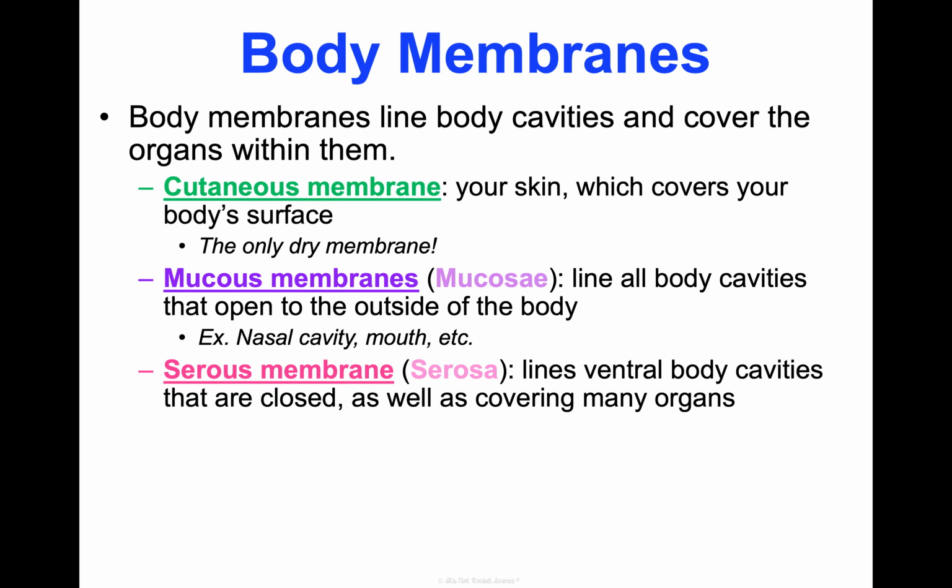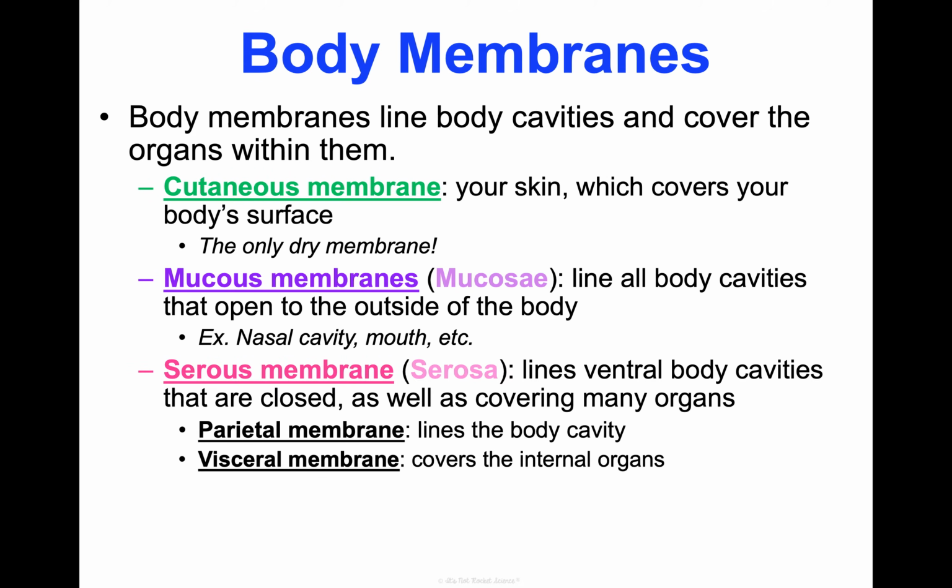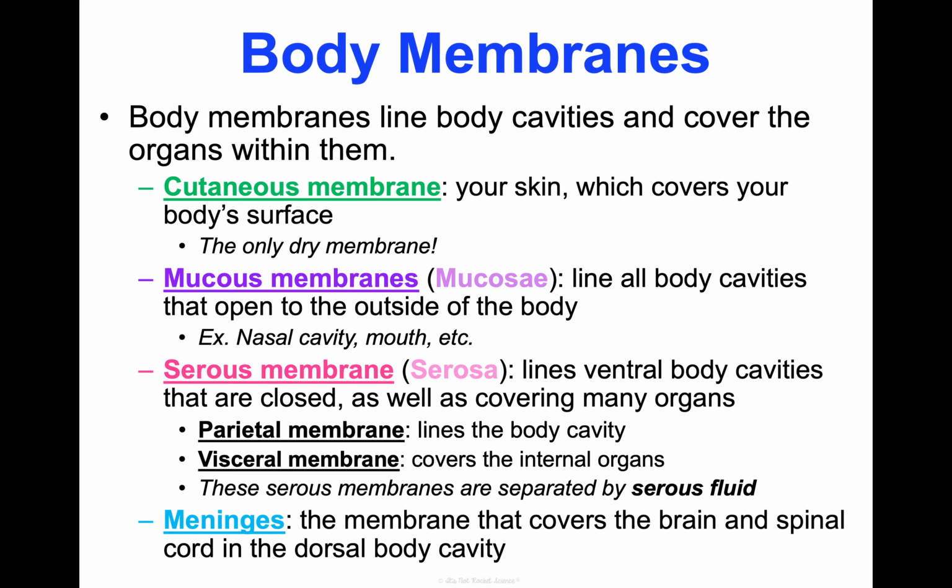We have the serous membrane or serosa. This lines ventral body cavities that are closed as well as covering many of your organs. It can be subdivided into parietal membrane, which lines the body cavity, and then the visceral membrane, which covers your internal organs. And these are separated by serous fluid. And then your meninges, which is the membrane that covers your brain and spinal cord, which are a part of your dorsal body cavity.